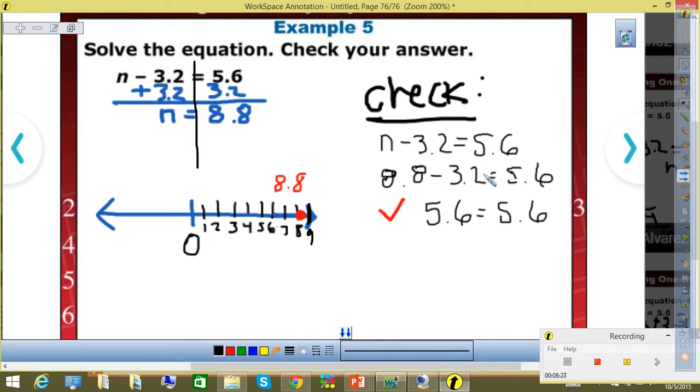All right, so that was last week. We did addition and subtraction. La semana pasada hicimos suma y resta en ecuaciones, in equations. So today, we're going to continue with the other two operations, which is multiplication and division. So check this out.